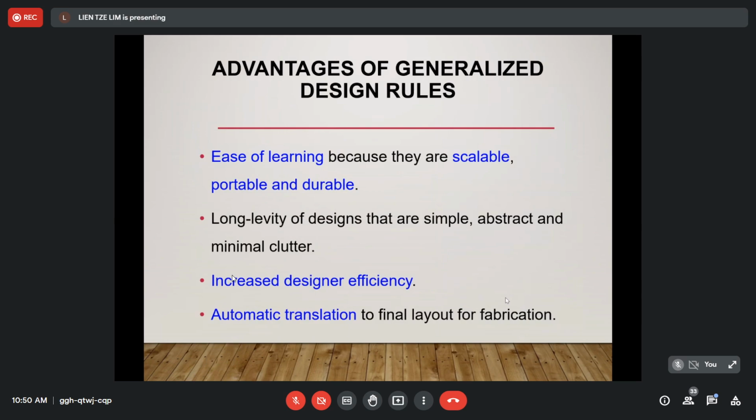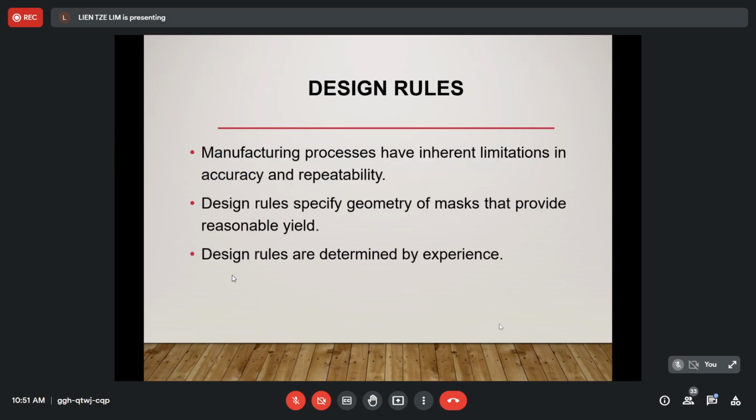Then next is about the advantages of generalized design rules. Why we need to follow the design rules, and what is the benefit the designer can achieve. There are a few points here. Ease of learning because they are scalable, portable, and durable. Longevity of design that is simple, abstract, and minimal clutter. Increased designer efficiency. Automatic translation to final layout for fabrication. Manufacturing processes have inherent limitations in accuracy and repeatability. Design rules specify geometries of masks that provide reasonable yield. Design rules are determined by experience.